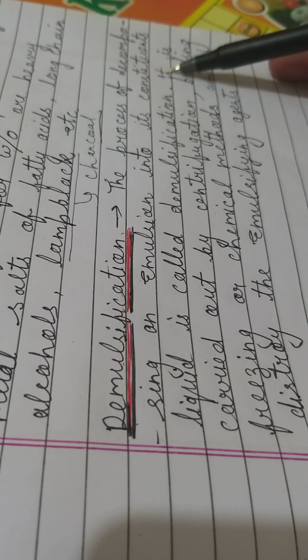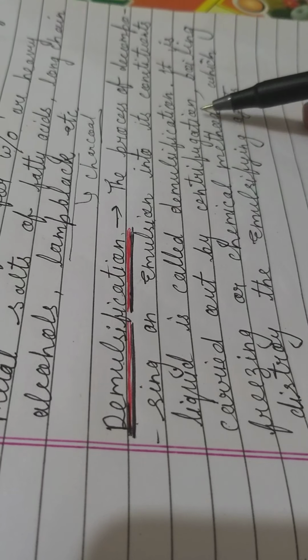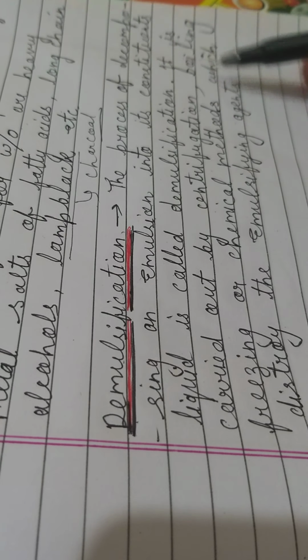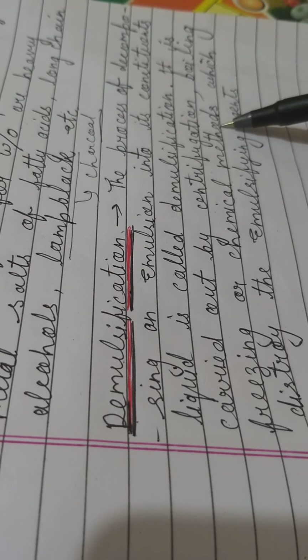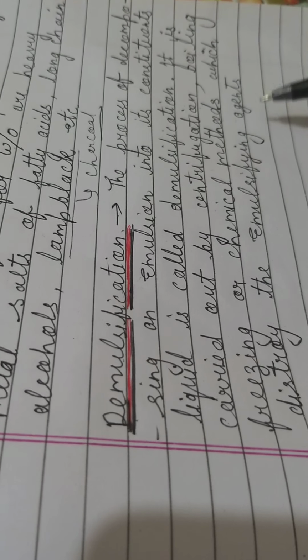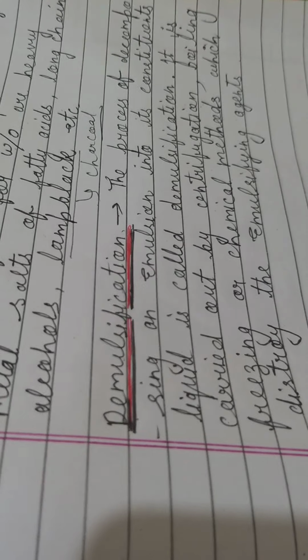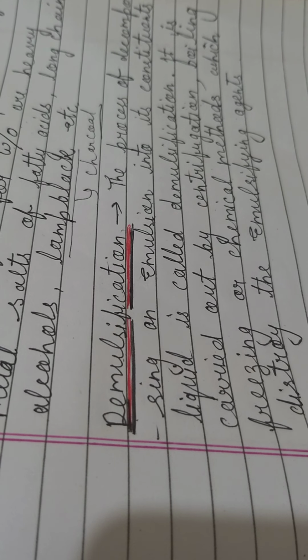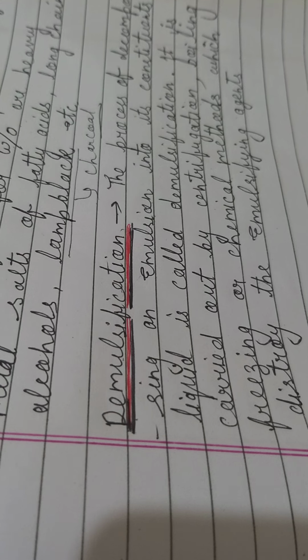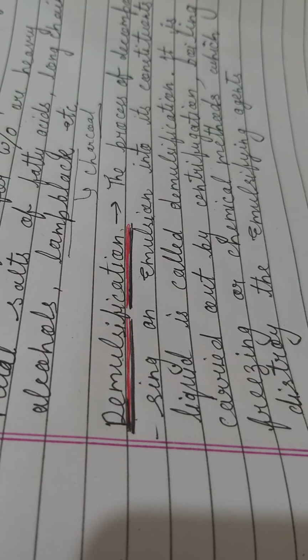Now it is carried out by centrifugation, the process I have written for you, boiling, freezing, or a chemical method which destroys the emulsifying agent. Okay, emulsifying agent, what will it do? It stabilizes the emulsion. But in demulsification, we have to separate both the phases, the dispersed phase and the dispersion medium, that is, oil from the water or water from the oil.